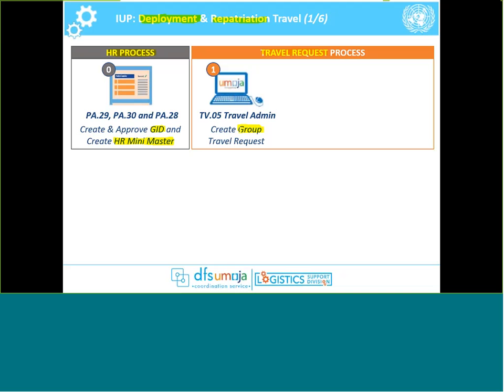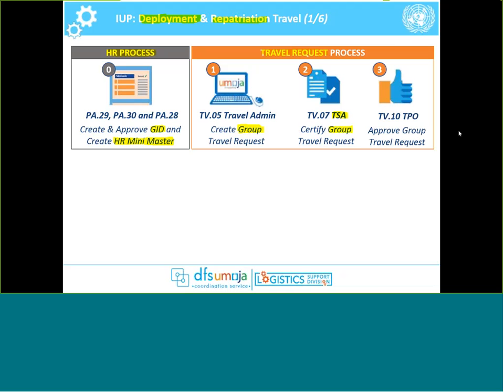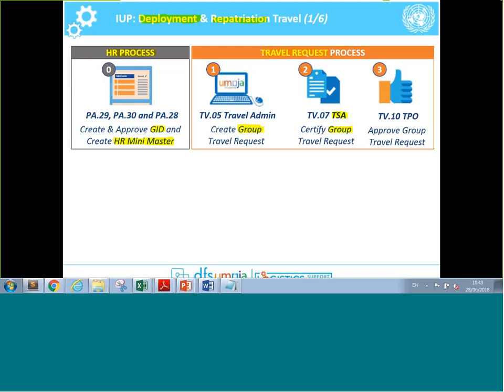This group travel request will go to the certifying officers' approval work centers, and they, as certifying officers, as a TSA, are able to review the details of the group, and they can certify at once. There is no need to certify each of the travelers. They can certify the entire group travel request. So certification of the deployment and repatriation is done as a group, and the same thing happens for the TPO approval.